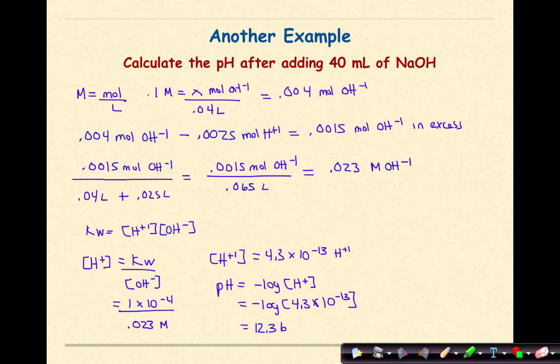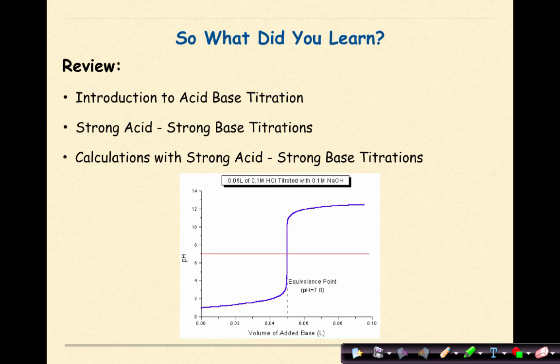So what we've done here is looked at how the pH has changed over time, starting with an acidic solution and slowly adding different volumes of base. So what did you learn? We looked at an introduction to acid-base titration. We talked about strong acid, strong base titrations, and then we did a bunch of calculations with strong acid, strong base titrations.